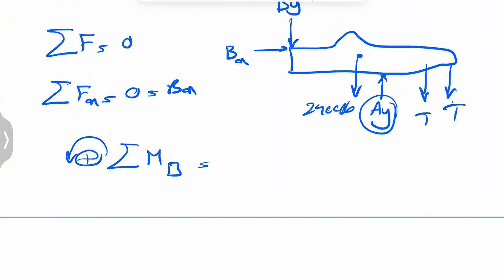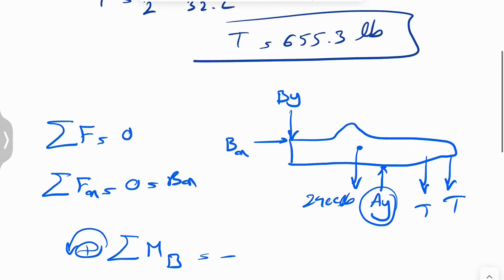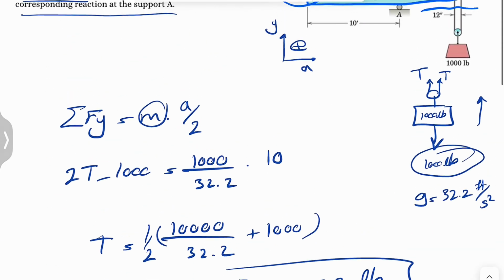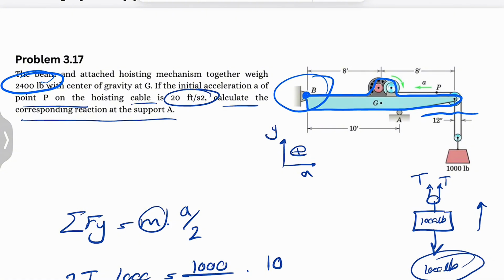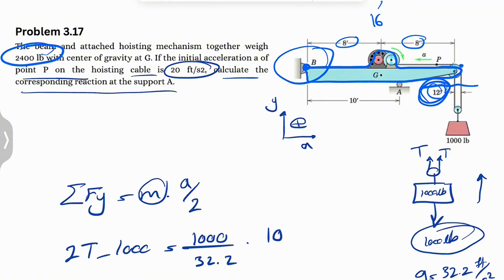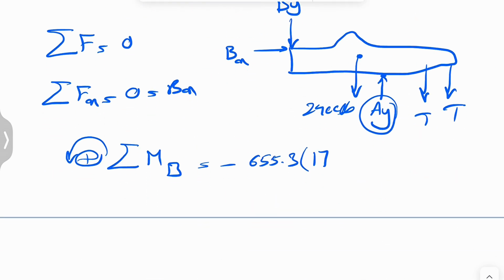Let's start with the far end T1, which is a clockwise moment. So negative, we figured that T is 655.3 times the distance. Basically the distance that we have is from B to here, to the center of the pulley, we have 8 plus 8, which is 16 feet. And also we have the radius of this pulley over here, which is 12 inches. Keep in mind that this 12 is actually inches, which is equal to 1 foot. So the first T would be 16 plus 1, which is 17.